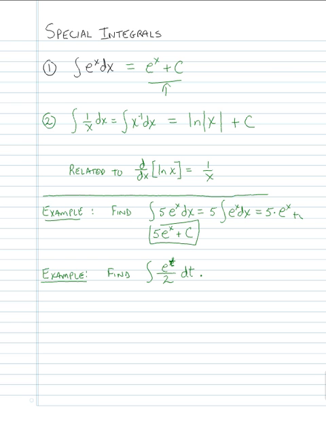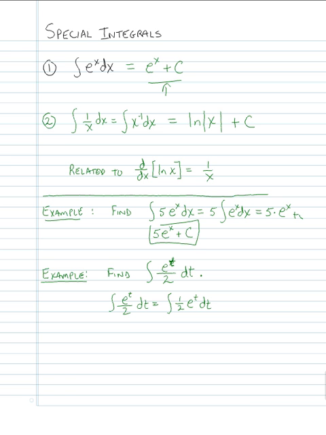Okay, well, the first thing that we have to do is make sure that we can use rules or special integrals that we already have. And we don't have a rule about e to t divided by 2. But what we can do, and we have to be vigilant about this, that we have to be on the lookout, we can write e to the t over 2 as 1/2 times e to the t over 1, or just 1/2 times e to the t.